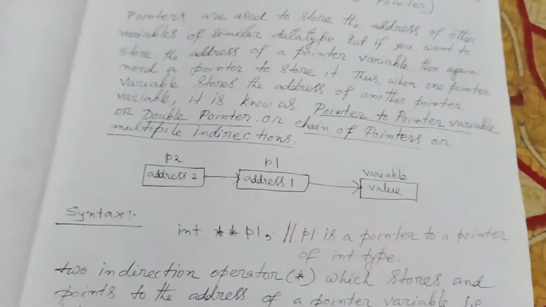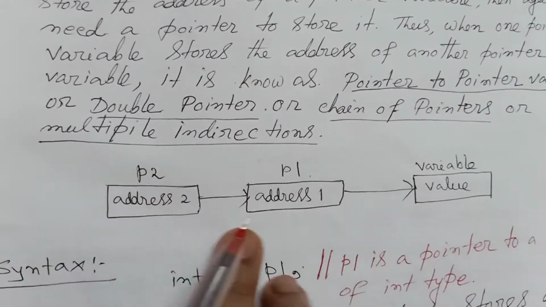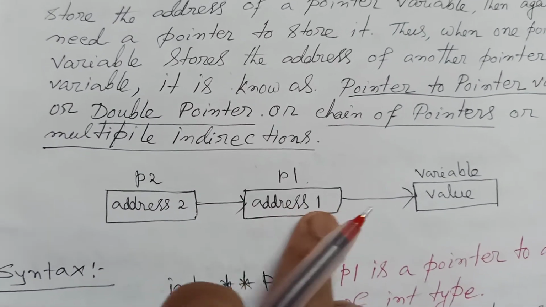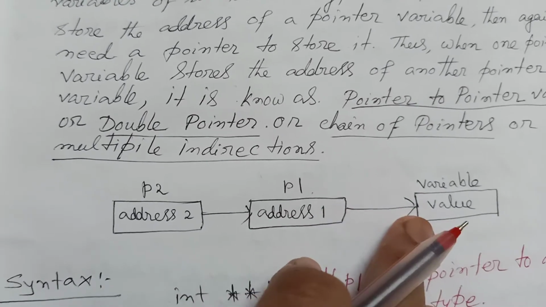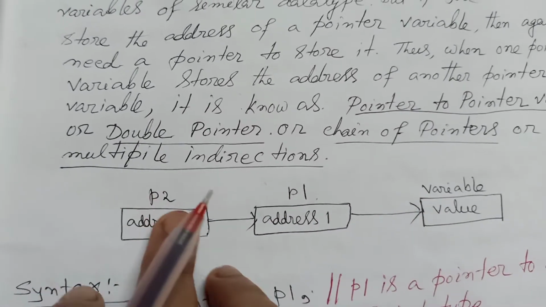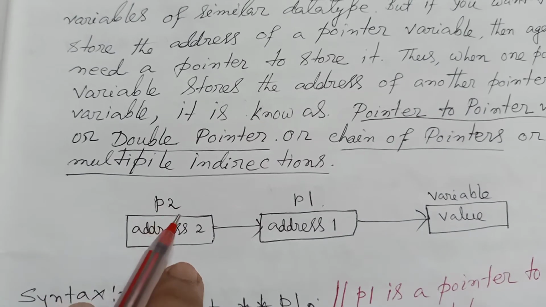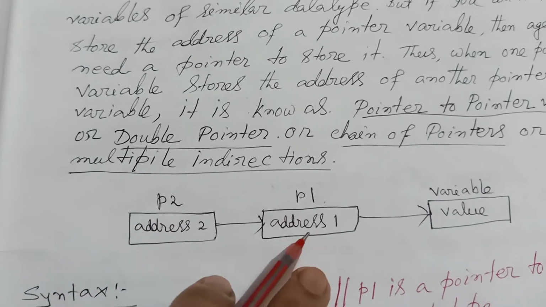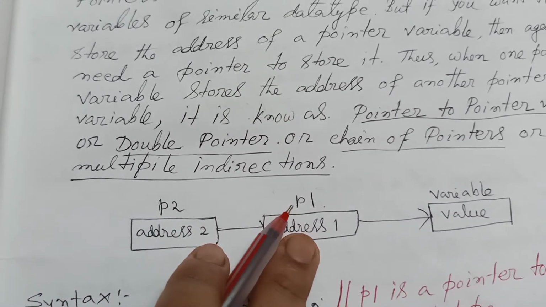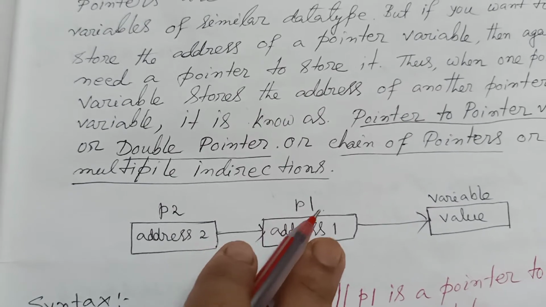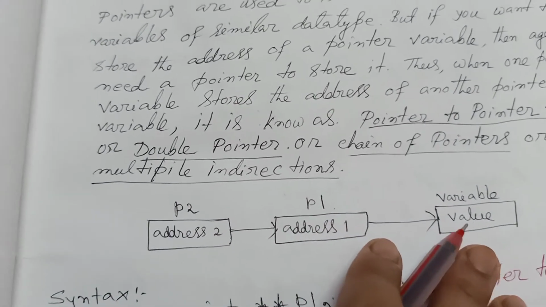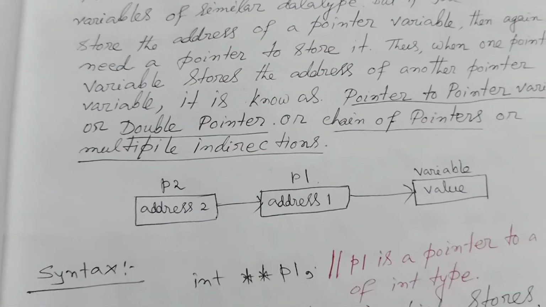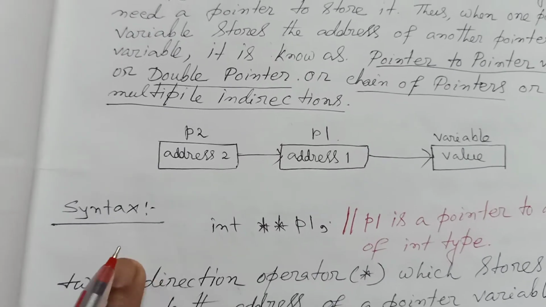So here is the pictorial diagram. Here address 2 indicates address 1, and address 1 indicates the value. So address 2 contains the P2 integer pointer variable, address 1 contains the P1 integer pointer variable, and the value is assigned to an integer variable. Okay, so let's check the syntax.